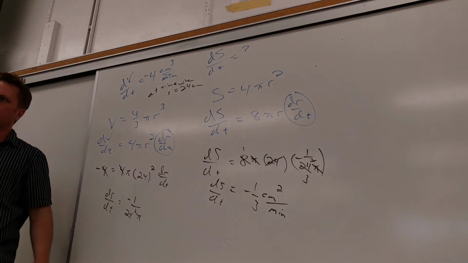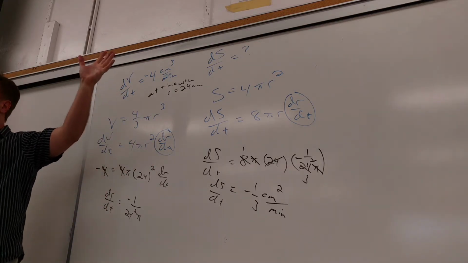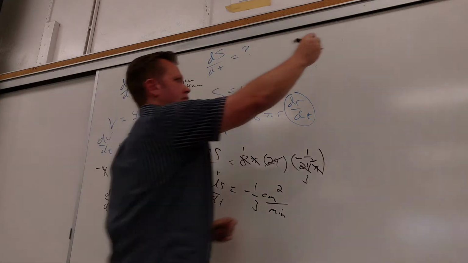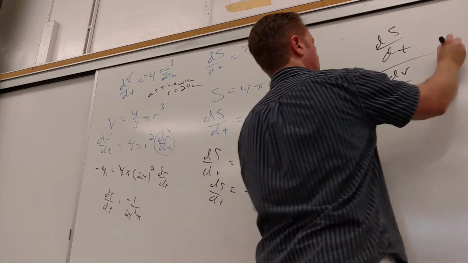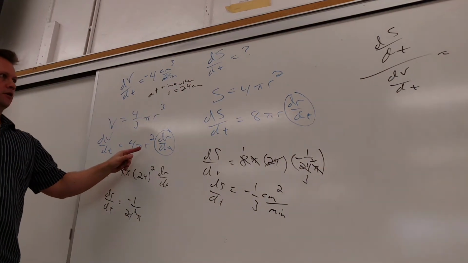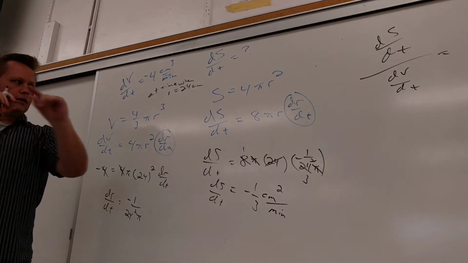Real quick, this is kind of neat. I wish I didn't have to do anything with dr/dt. That took extra time. This is kind of cool. What is dS/dt divided by dV/dt? No, don't do anything with the dt's or anything, right?